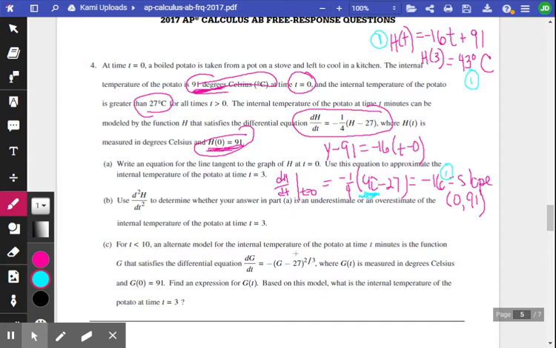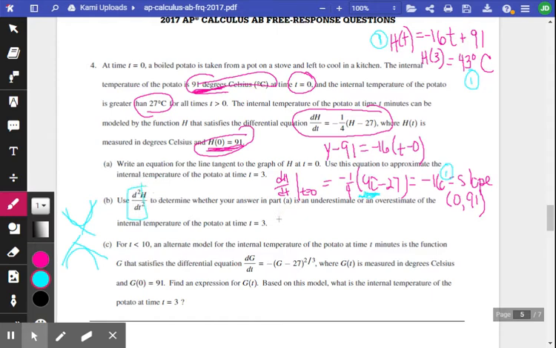All right, part B, use the second derivative to determine whether your answer in part A is an underestimate or an overestimate. So why do they want me to use the second derivative? Well, they want me to figure out what the concavity of that function is. Because if the function is concave up, whether it's decreasing or increasing, the tangent line would be below the curve. And if the function is concave down, then the tangent line will be above the curve, and the tangent line approximation will be an overestimate.